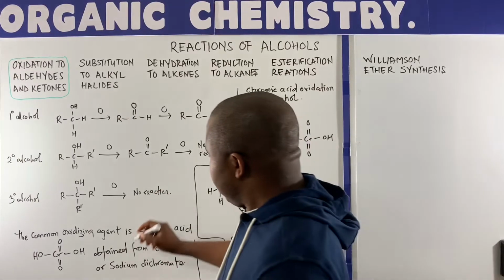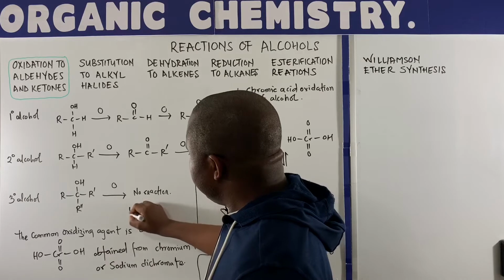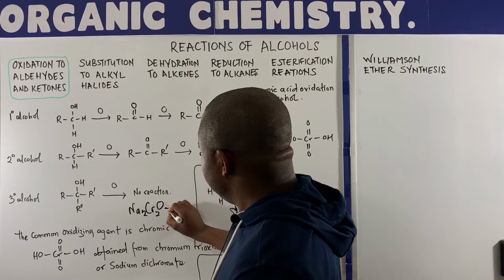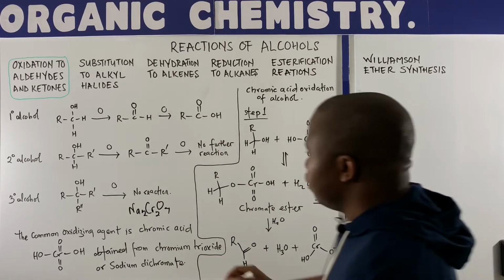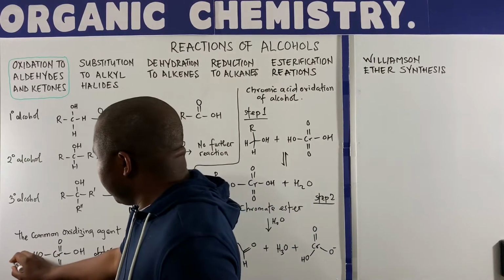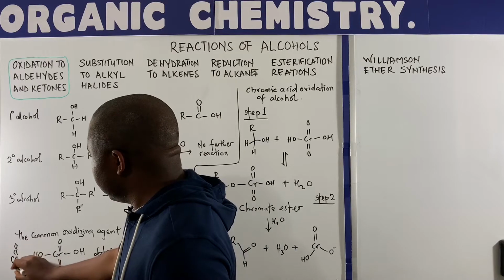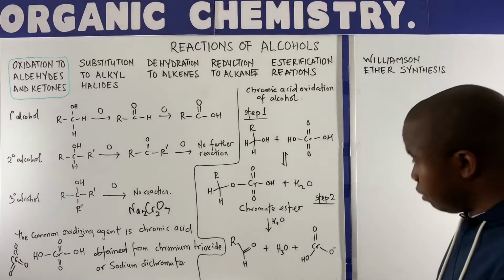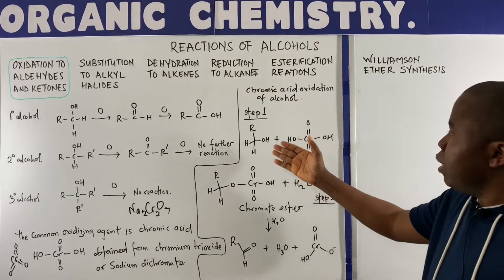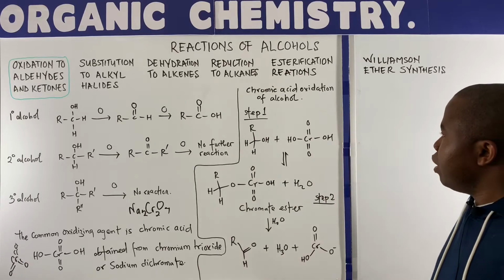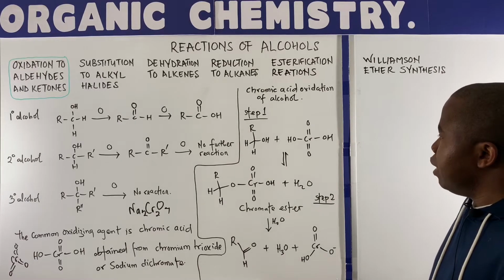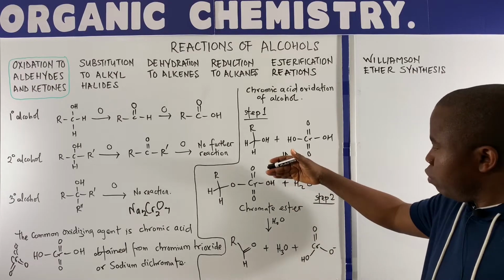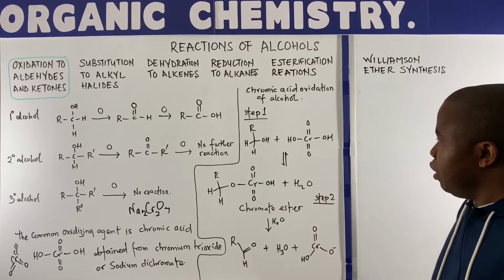So this is sodium dichromate, and this is chromium trioxide. So basically, if we subject a primary alcohol to an oxidation using chromic acid, we're going to get a chromic ester, and then we're going to get the aldehyde, which is the final product.